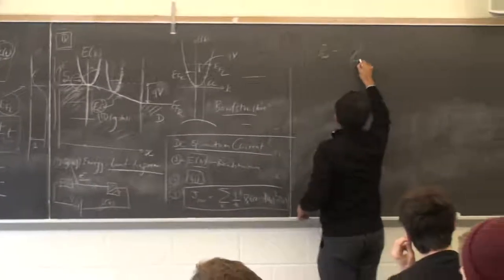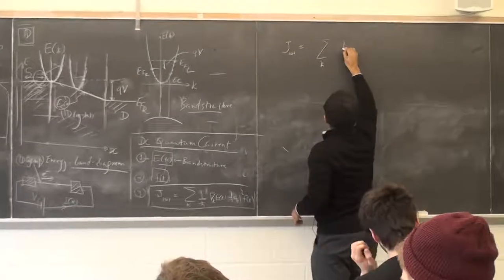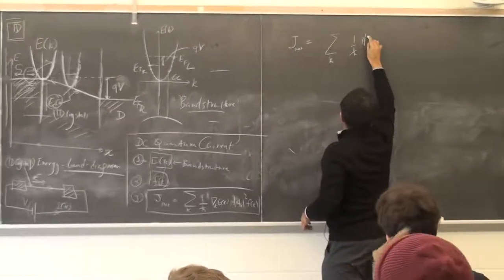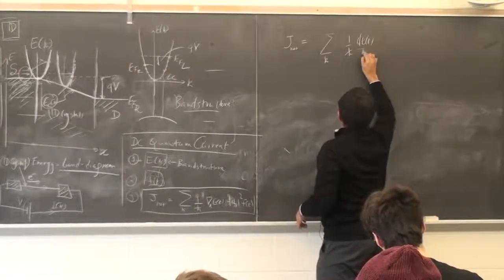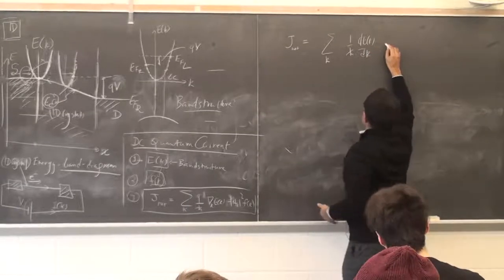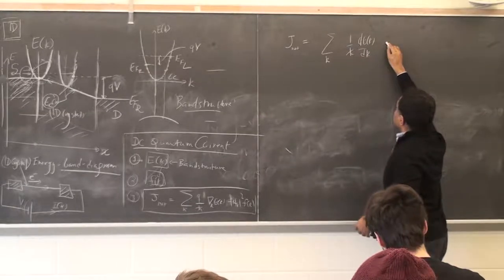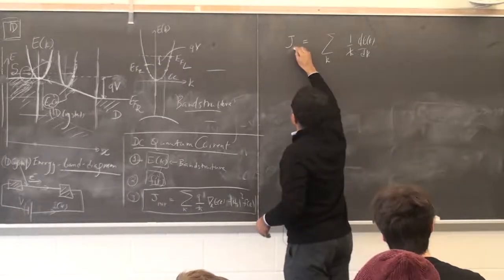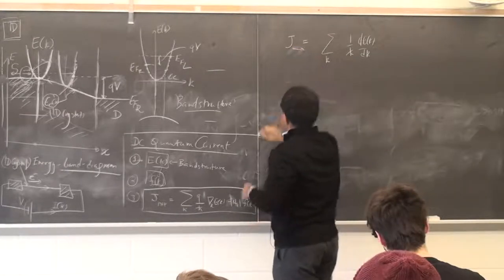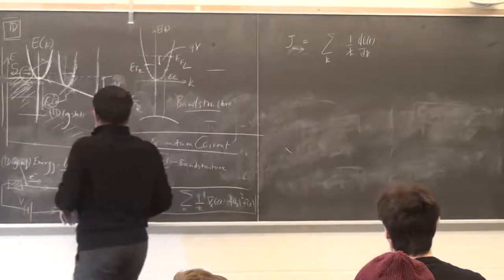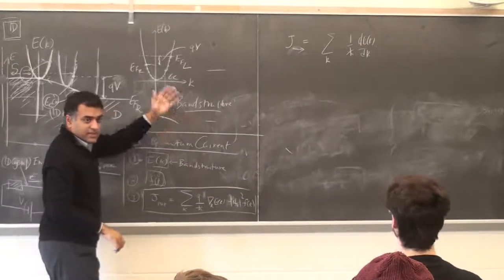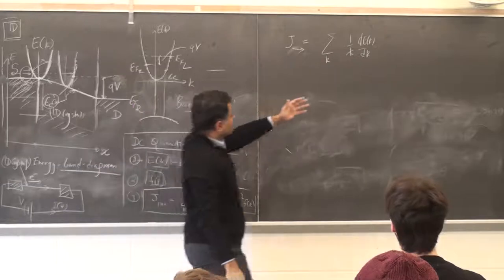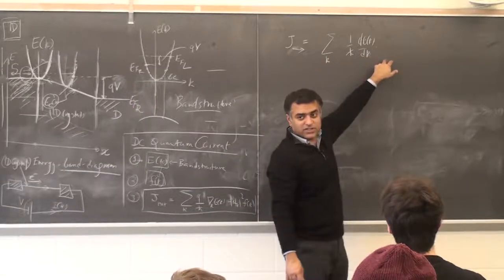We can sum it over all k states. Group velocity is 1 over h bar dE over dk. Occupation functions, I'll write it in this way now. So I will first say, what is the J going to the right? This is just a symbol. What is the net current flowing to the right side? And how will I calculate that now? What function do I use now?